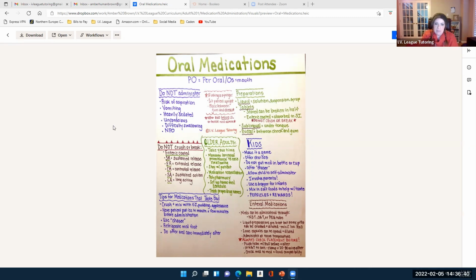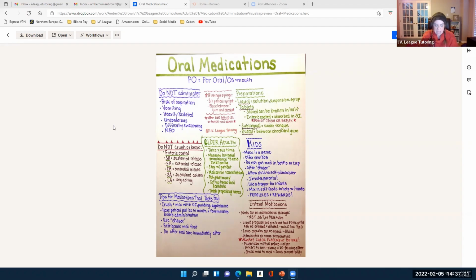PO, actually, people will say it means per oral, but it actually means per os, which is, os means opening. So that's by mouth, obviously. Do not give PO meds to people at risk of aspiration. So these would be like our post-stroke patients or maybe MS, myasthenia gravis. If they're having a hard time swallowing, they're going to choke on it, aspirate on meds, and you really don't want that.